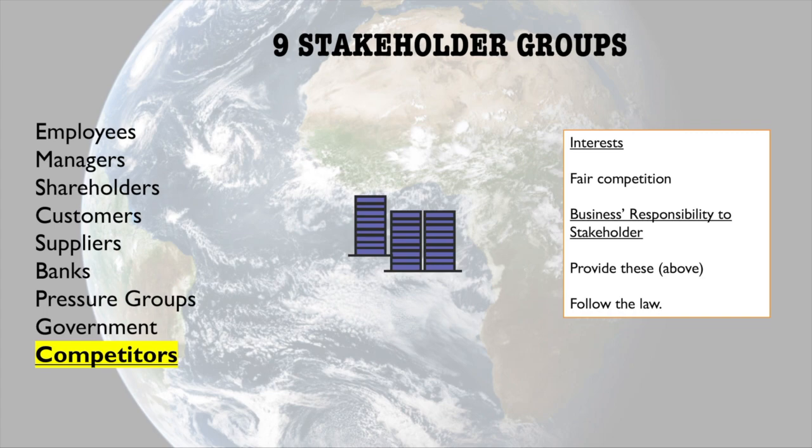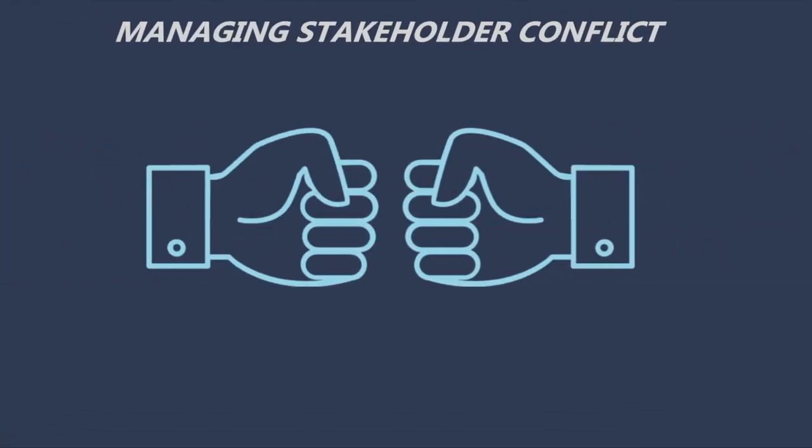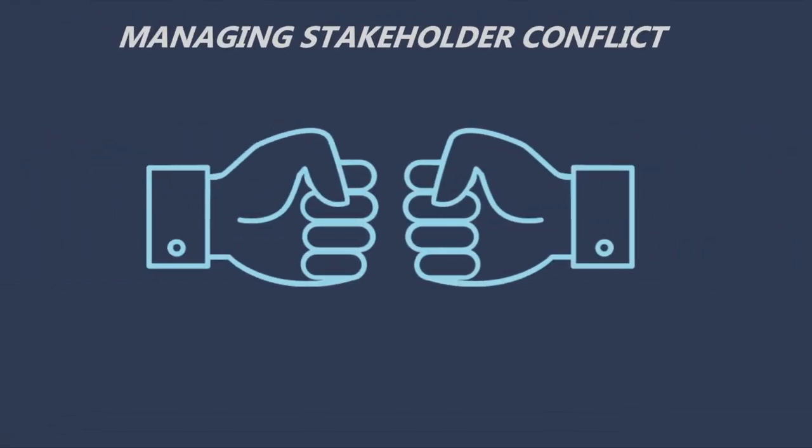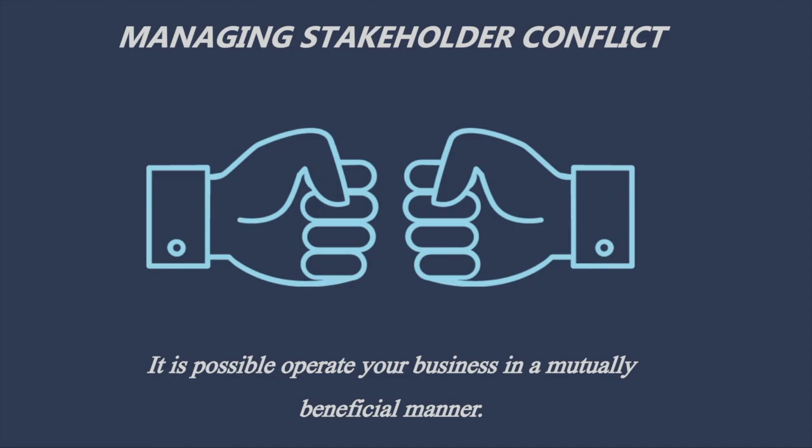So those are the interests and the responsibilities of the 9 stakeholder groups. And the next thing we really need to talk about is managing stakeholder conflict. There are many times when your employees will be upset with you, management will be upset with you, outside groups will be upset with you, and we need to know that it is possible to operate your business in a way that benefits everyone. Now, it's very difficult, but it's something that can be done.